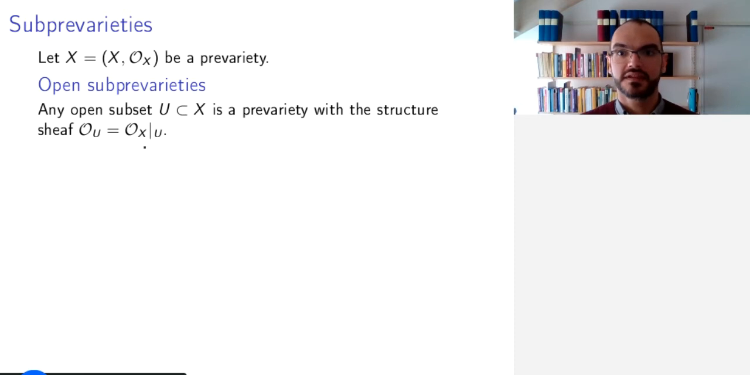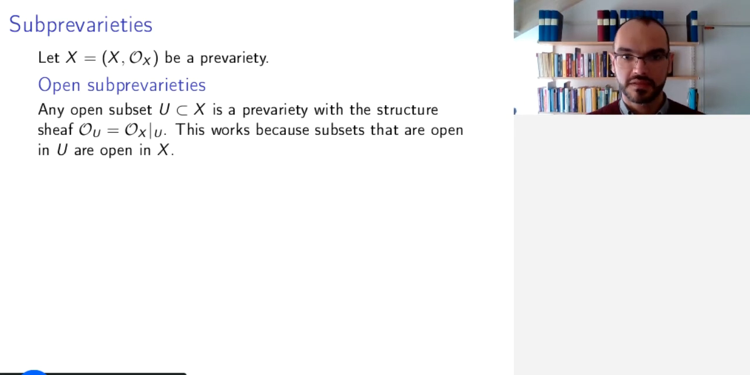And these intersections, being open subsets of affine varieties, are in turn covered by principal open subsets, which are affine varieties. This works because subsets that are open in U are open in X. So to speak, go back and forth, and you can define the structure sheaf as taking subsets of U. Knowing that these subsets are open in X, you can plug them into the structure sheaf on X.